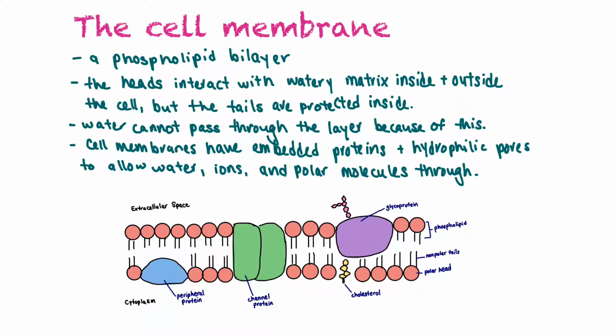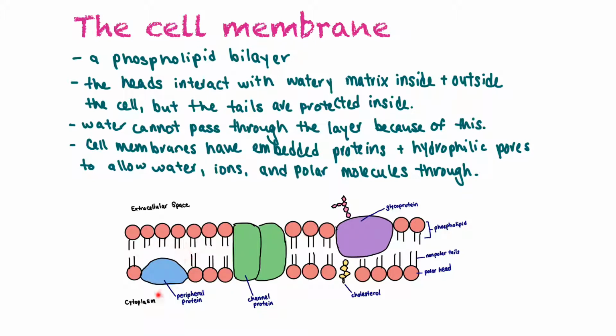Water can't pass through the cell membrane because of this, so we have to develop little pores that allow the water to go through. And cell membranes have to have embedded proteins and these hydrophilic pores to allow water, ions, and polar molecules through. So if you take a look here, each of these is a phospholipid, so right here. And then these are our nonpolar tails and our polar head.